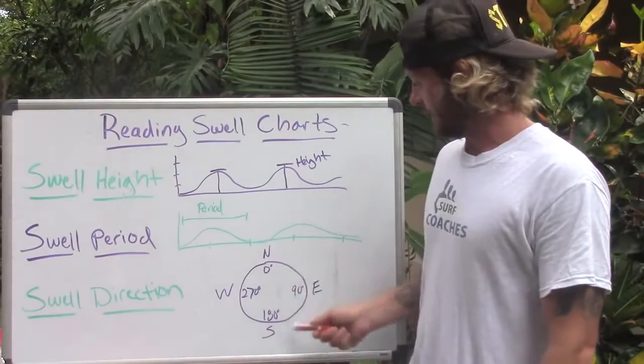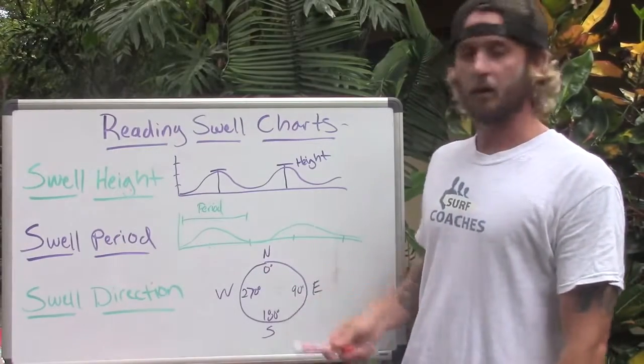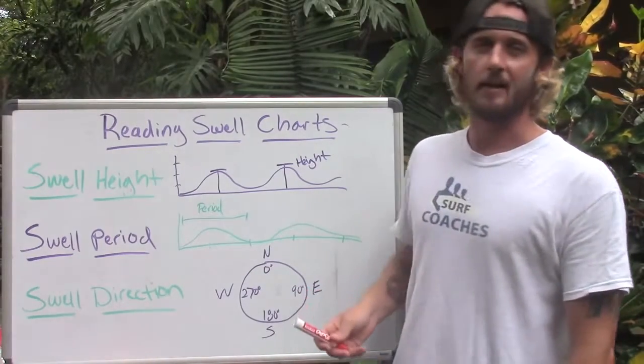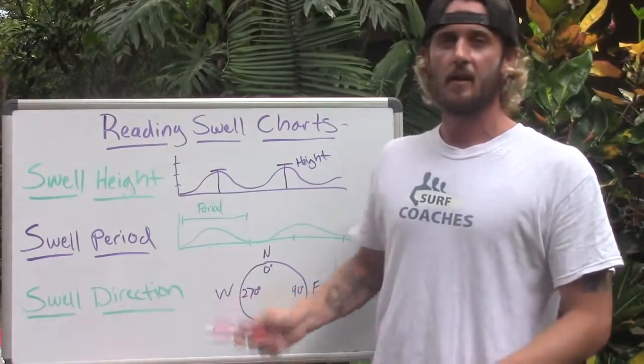I've got a compass drawn here with north, south, east, west. And just a note, 0 degrees is due north, 90 degrees is due east, 180 degrees is due south, and 270 degrees is due west.